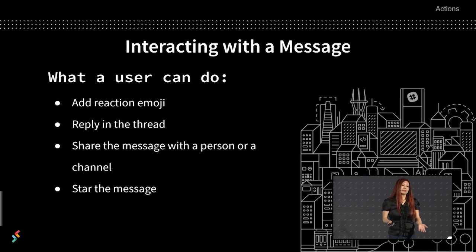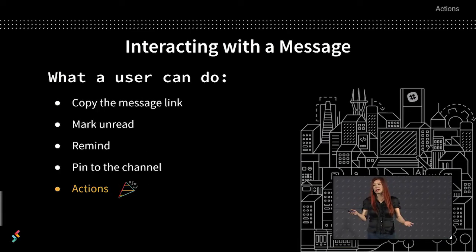So until now, what you could do with a message is add a reaction emoji, maybe some drooling emoji face, or reply in the thread. It could be sharing the message with a particular person or channel, and starring the message so you can read it later, or copying the message link. Maybe you want to manually copy, paste, and send it to somebody. And you can mark unread, and remind, and if it's so important, you want to pin it to the channel.